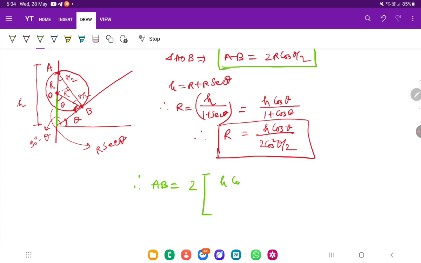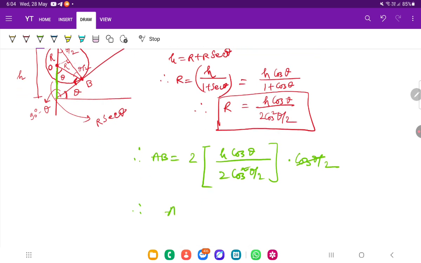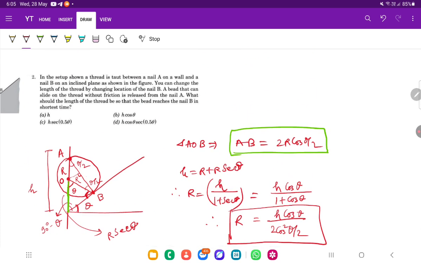So R is H cos theta upon 2 cos square theta by 2 into cos theta by 2. One cos theta by 2 gets cancelled in numerator and denominator. So AB, that is length of the thread, oh sorry, this 2 also gets cancelled, comes out as H cos theta sec theta by 2, and this is our answer for this question. I think option D was there. Yes, so this is the answer.